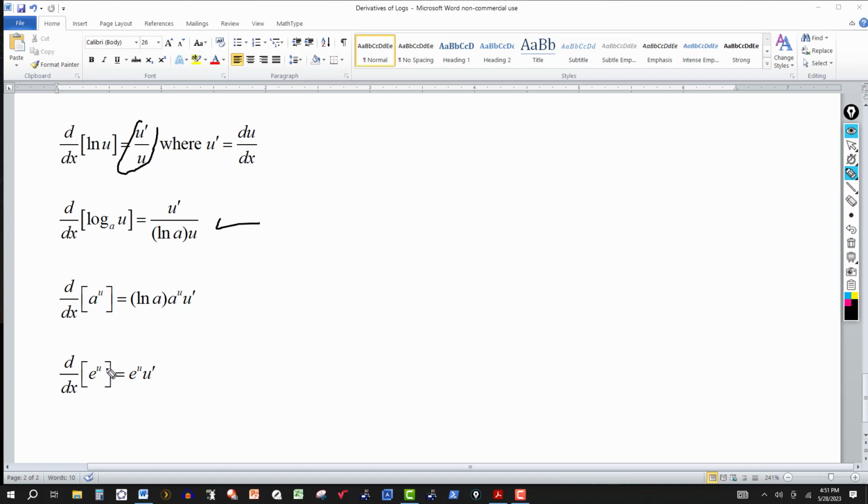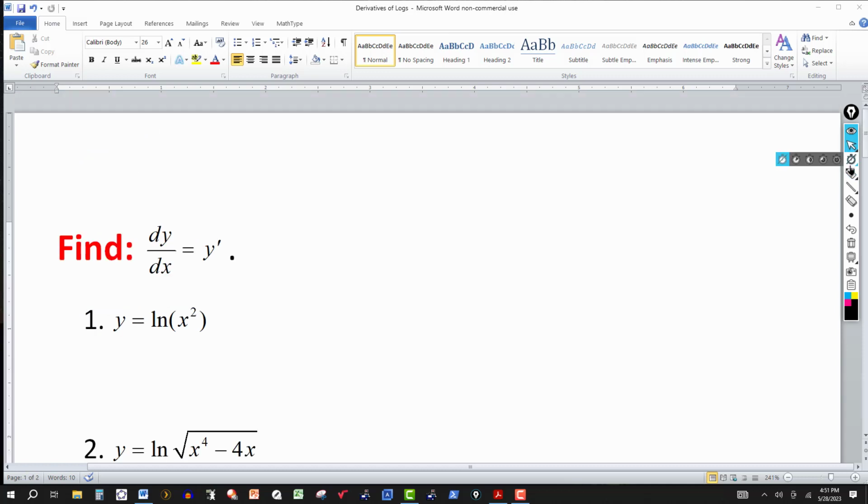And again, on the next two, we have the derivative of a to the u is ln of whatever the base is times a to the u times the derivative of u with respect to x. And on the next one, derivative of e to the u, of course you don't see the ln there because ln of e, which is the base, is 1. So let's look at these.